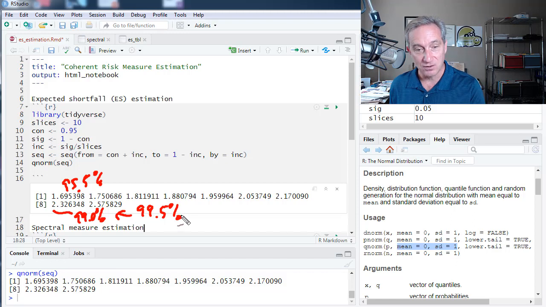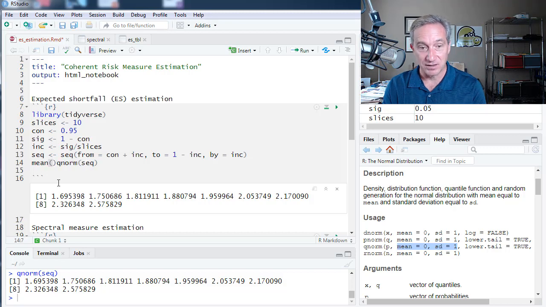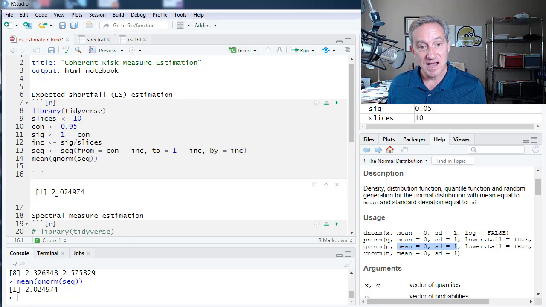So we're getting the 9 quantiles here, and all that we need to do is take an average. Is how easy that command is, and we get 2.025 as the estimate for the expected shortfall given 10 slices. And so that corresponds to the value that's in Dowd's chart. But of course, 10 slices is not very many. We just need to increase the number of slices to get a better approximation.